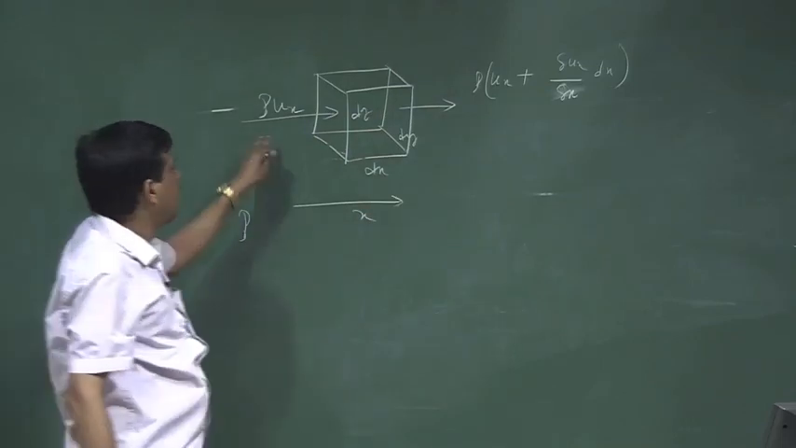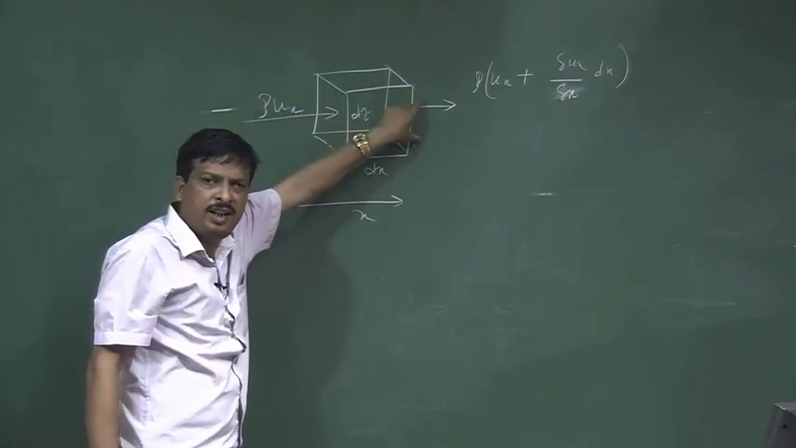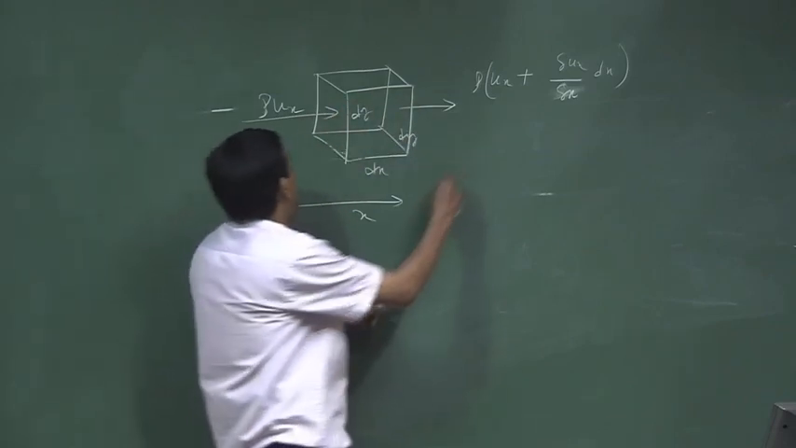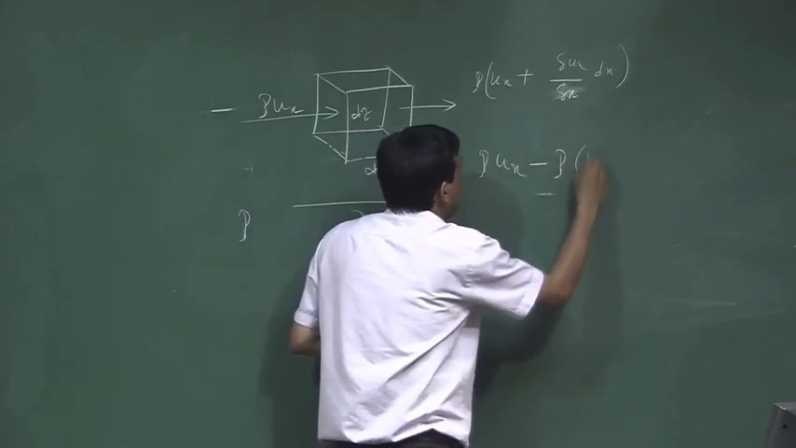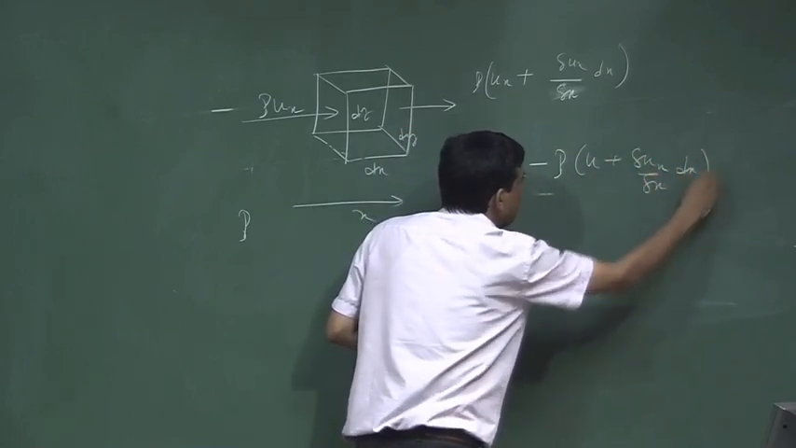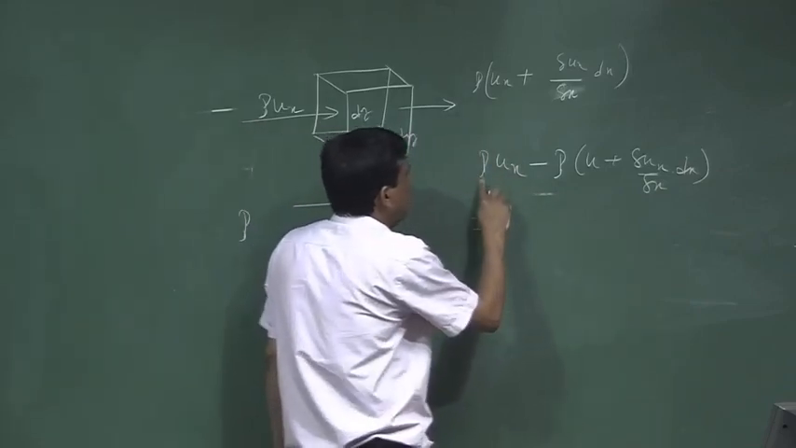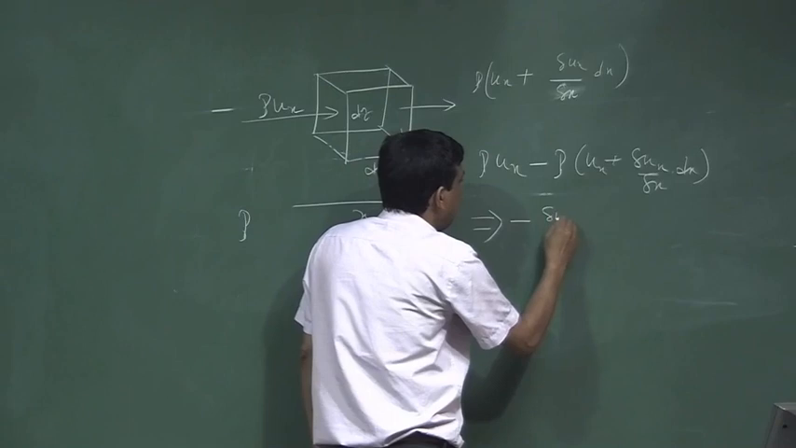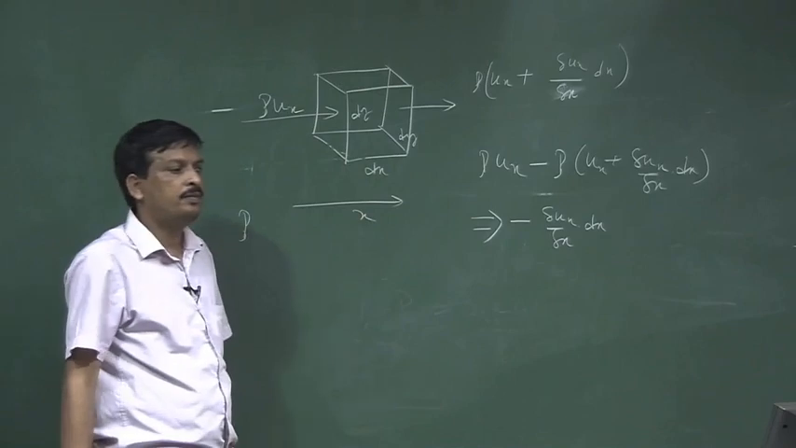So the net particles entered in this volume is the entered amount minus the exit amount. So the net flux of mass into this fixed volume is rho into u x minus rho into u x plus del u x by del x into dx. If I do that, the u x will be cancelled, so it is nothing but minus del u x by del x into dx.